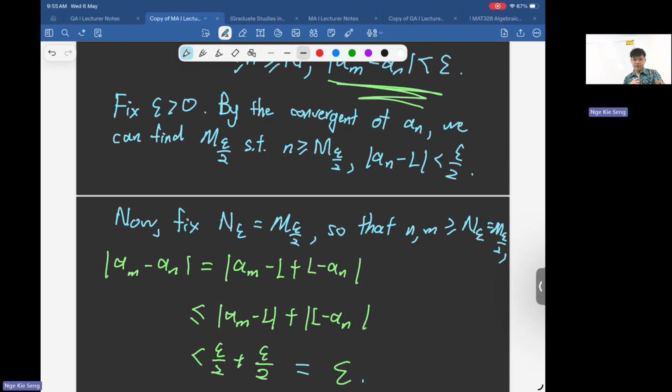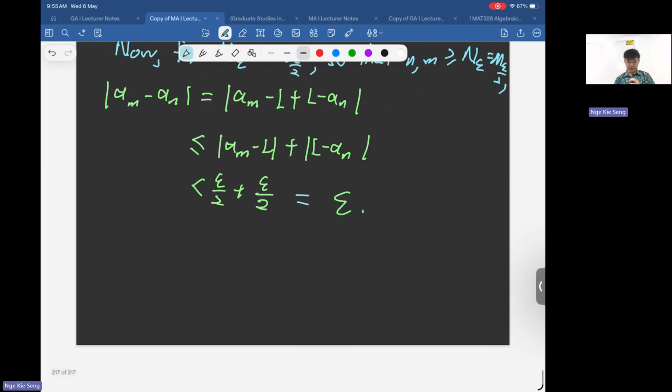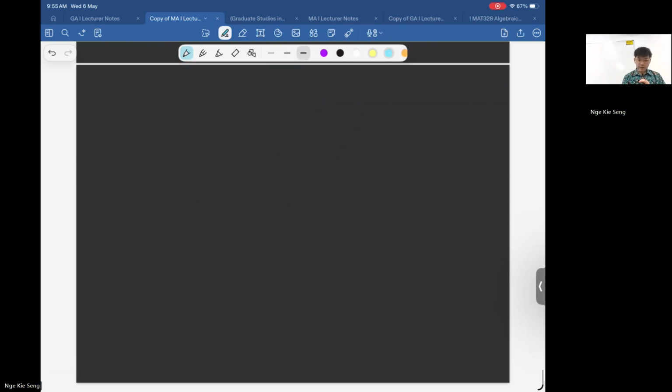Okay, let's finish the proof and then we will break from here. And then later on I will make a very important conclusion, I mean, not conclusion, remark. So how about the other direction? Proof: Cauchy implies convergent. Yeah, Cauchy proving convergent.